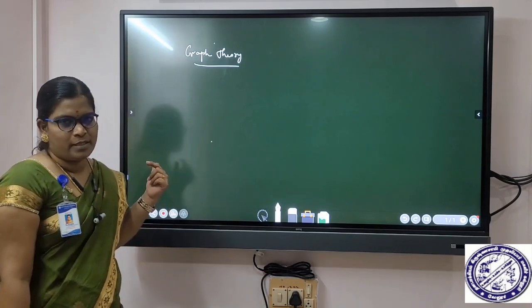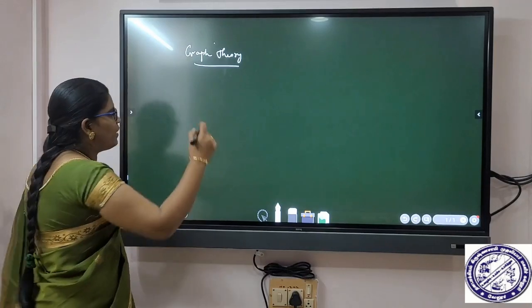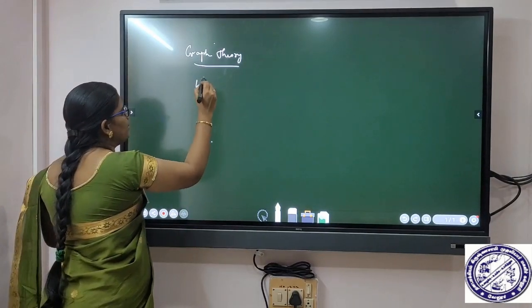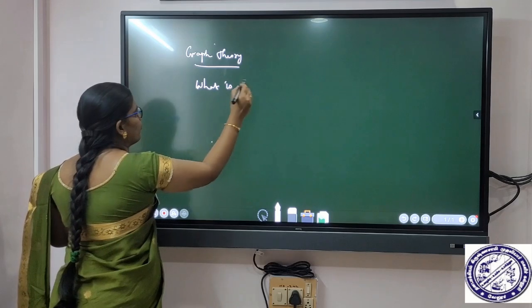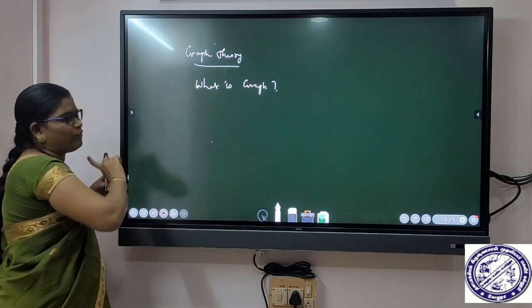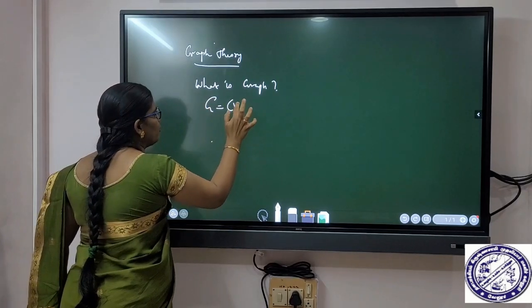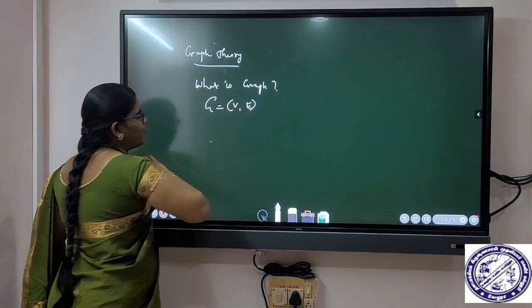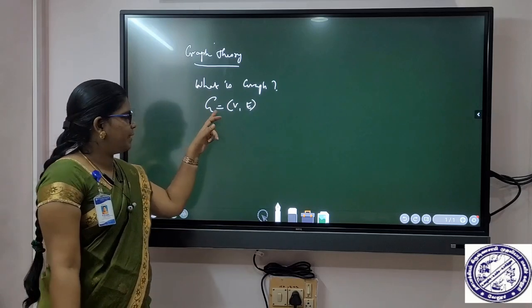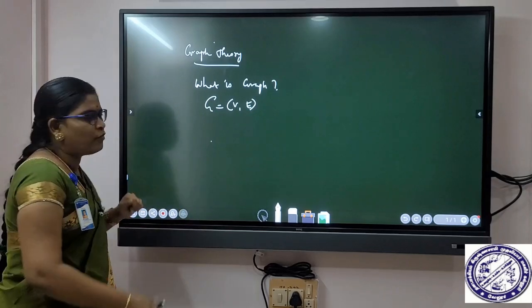So in this video lecture, we are going to see about some basic concepts of graph theory. So first let us see what is graph. Everyone knows the structure of graph theory. This is G equal to (V, E). Here G is a graph, V indicates the set of vertices, E indicates the set of edges.